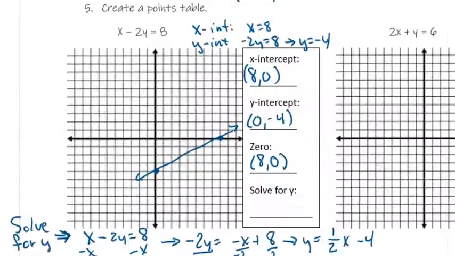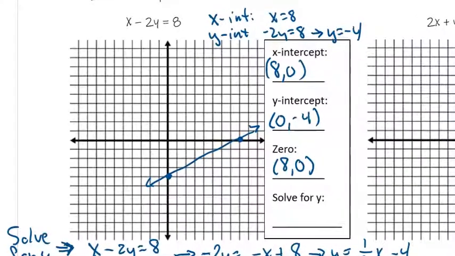Let's check the first one. So on the first one, you should have gotten an x-intercept of 8. Again, if you just cross off this term right here, then all that's left is that x. So x equals 8. And then to get the y-intercept, that's what happens when x equals 0. So I'm just going to cross off this one. And then I have negative 2y equals 8, so y equals negative 4.